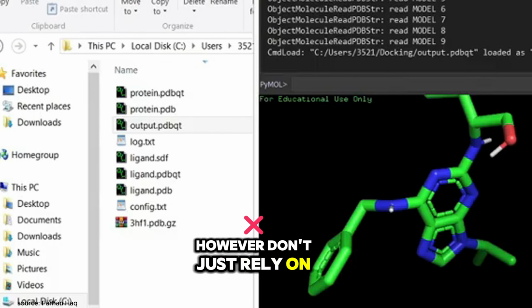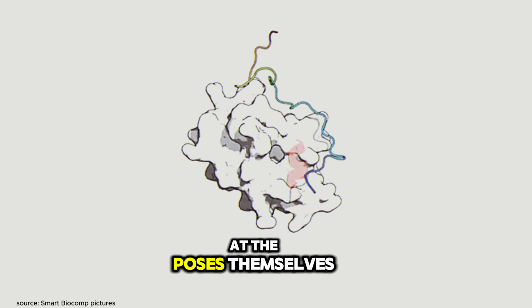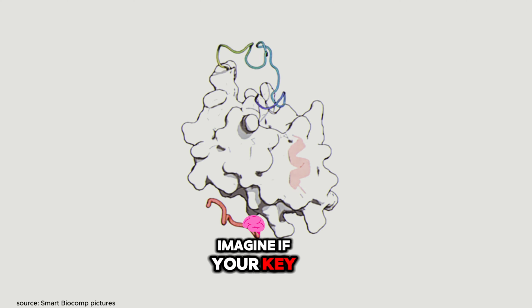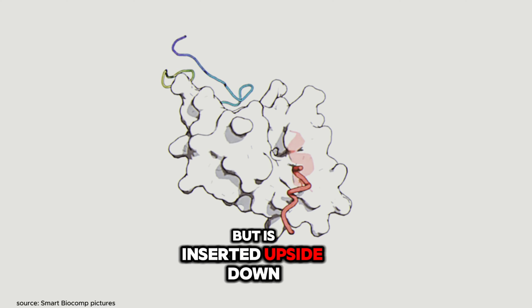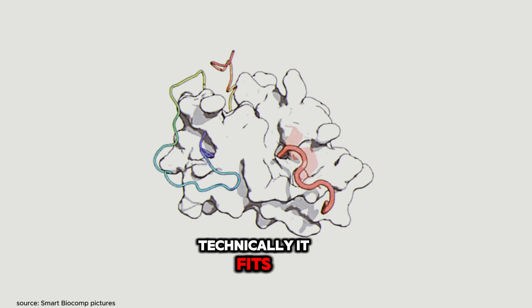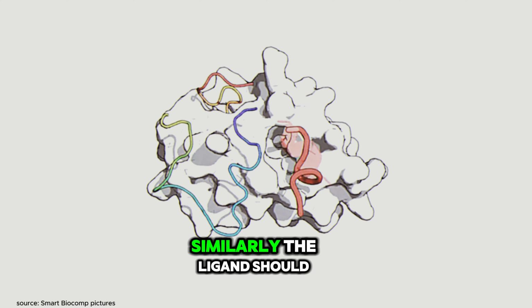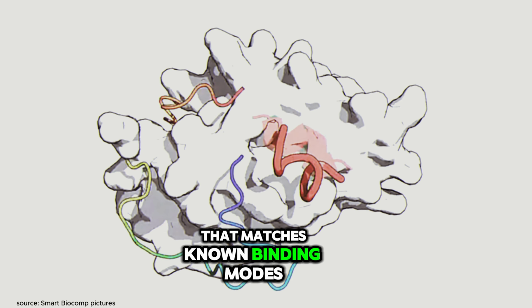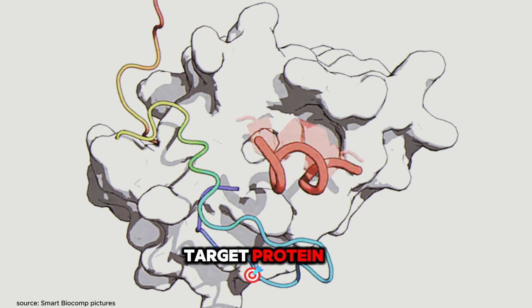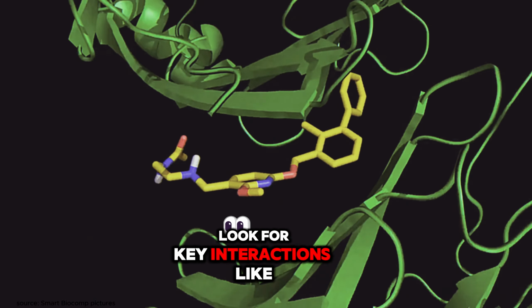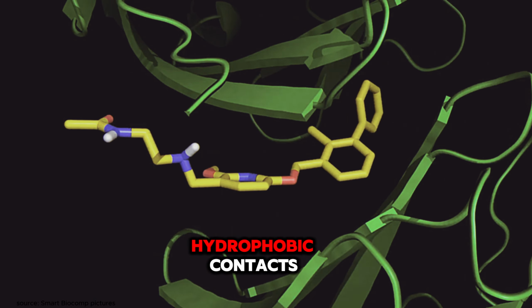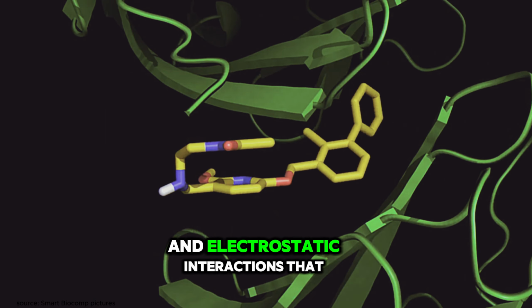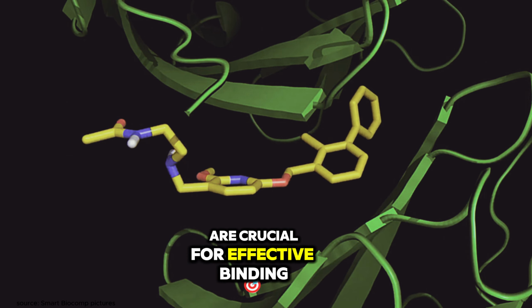However, don't just rely on scores alone. You need to look at the poses themselves. Imagine if your key fits the lock perfectly, but is inserted upside down. Technically, it fits, but it doesn't open the door. Similarly, the ligand should be in a correct orientation that matches known binding modes or makes sense for the target protein. Look for key interactions like hydrogen bonds, hydrophobic contacts, and electrostatic interactions that are crucial for effective binding.